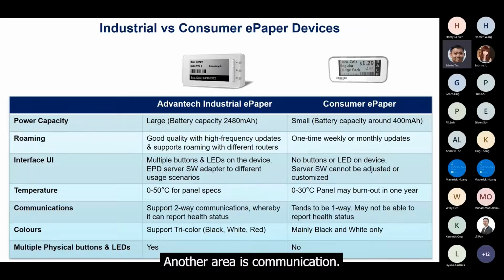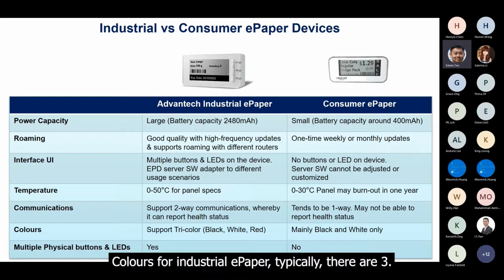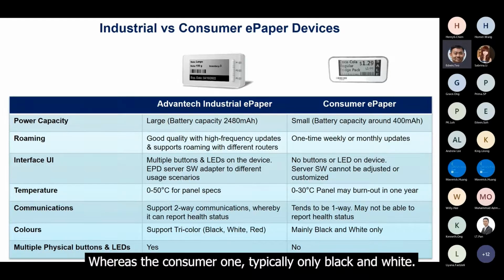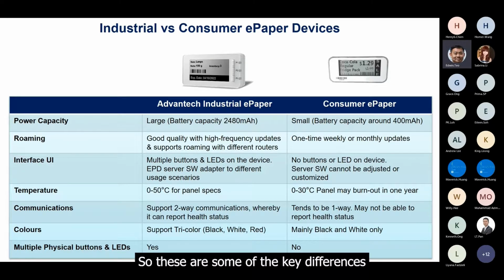Okay, another area is communication. I can have two-way communication. Basically, if I'm using an industrial one, typically I can check the health status. It can give me alerts if something abnormal happens. And also colors. For industrial ePaper, typically there are three: instead of the typical black, white, or grayscale in between, some of them will have red. Whereas a consumer one is typically only black and white. So these are some of the key differences between industrial and consumer, and we focus on the industrial market space, not on the consumer market space.